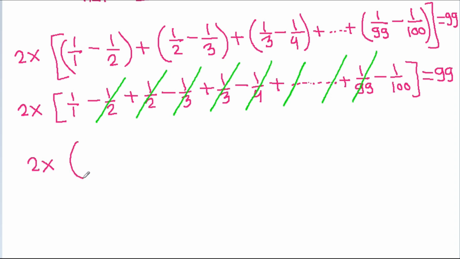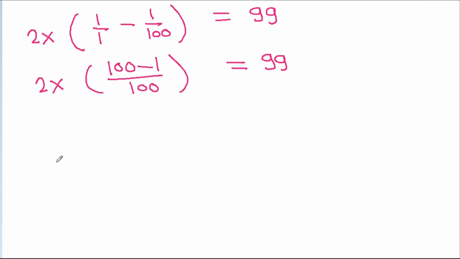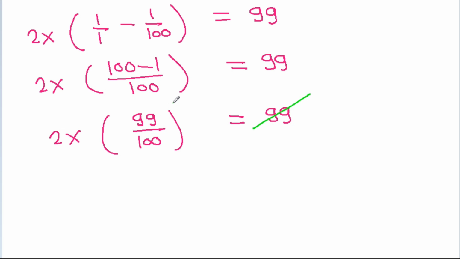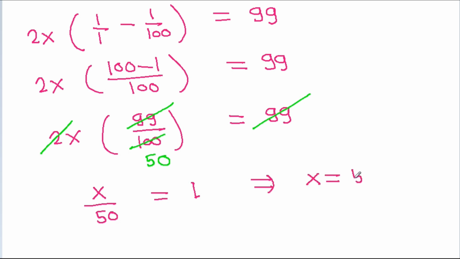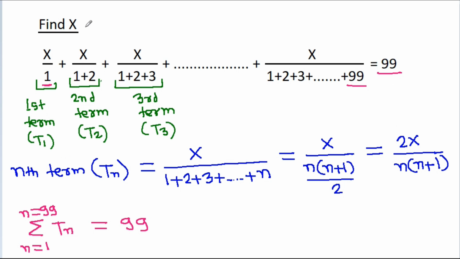So it is 2x times 1 by 1 minus 1 by 100 is equal to 99, and it is 2x times 100 minus 1 by 100 is equal to 99, and it is 2x times 99 by 100 is equal to 99, and 99 will get cancelled, and 2 times 50 is 100. So it is x by 50 is equal to 1. That means x will be equal to 50. x is 50.